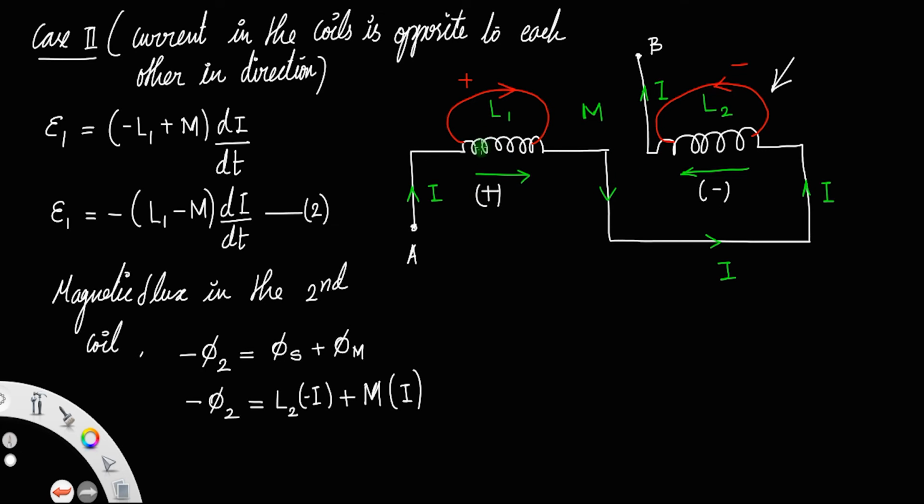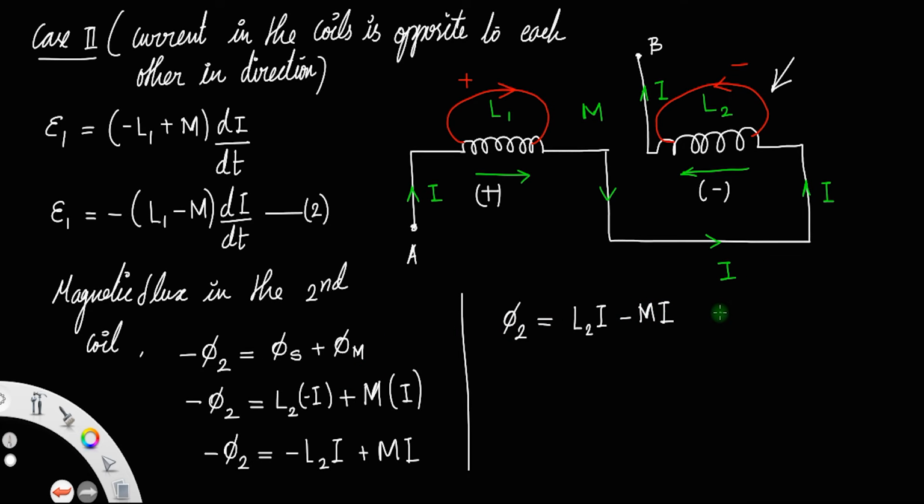Now, for the case of mutual induction, the current is in the first coil. Although the flux is linked with the second coil, that flux is linked because of the presence of current in the first coil. But the current in the first coil, we took as positive. So this is the expression. So minus phi 2 is equal to minus L2 I plus M I. If I multiply the whole terms with a negative sign, this equation will become phi 2 is equal to L2 I minus M I. Clear? Let's call that equation number 3.